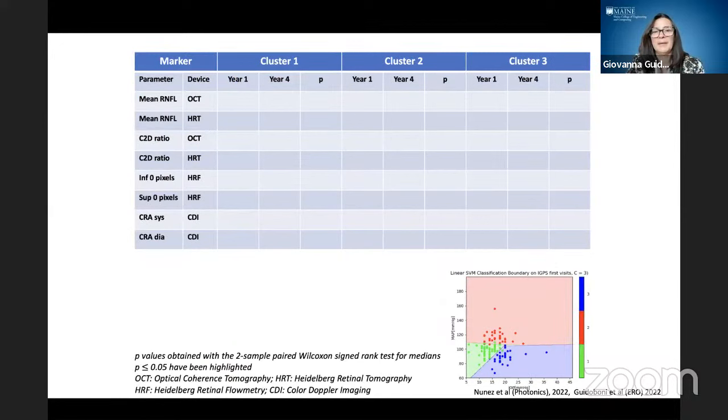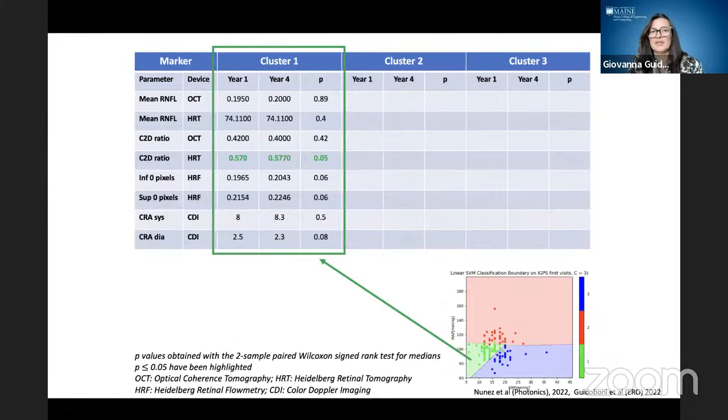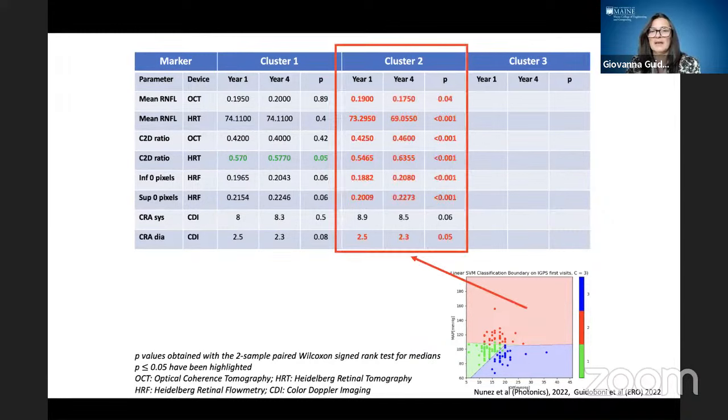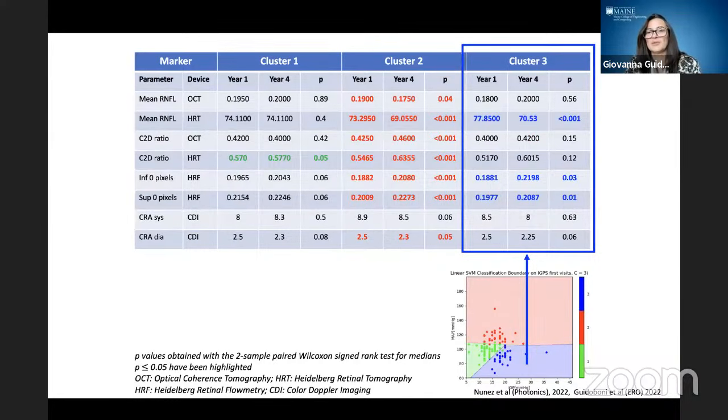And so patients that were in cluster 1, in this green cluster at the first visit, basically did not experience any statistically significant difference in their structural or hemodynamic markers after 4 years. Here on the left, you have different devices and different parameters that were used to assess the change clinically. So basically, this says that eyes that were in the green cluster were relatively safe. On the contrary, those that in year 1 were in the red cluster saw a significant progression in the disease on all fronts, both structurally and hemodynamically, whereas those in cluster 3 only saw mild changes.